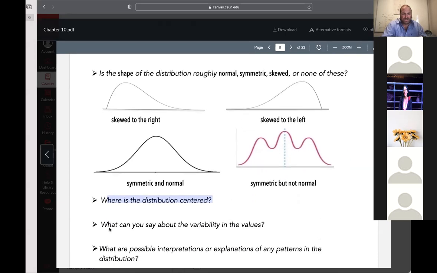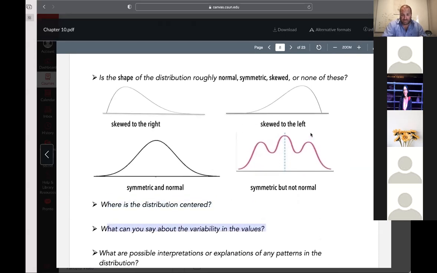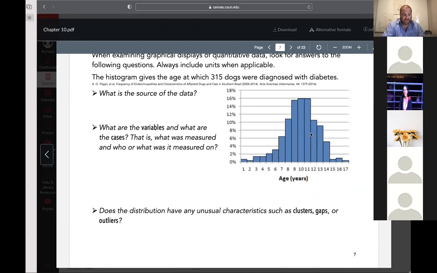Next, what can you say about the variability in the values? Do the values vary significantly? Is there a lot of variance? Yeah, because it's almost 0% at age 2, but it's 16% at age 10. Well, I don't mean variance in terms of the values. I mean variance in terms of the range of possible values. Like 0 to 1,000,000 would be a pretty big range in comparison.